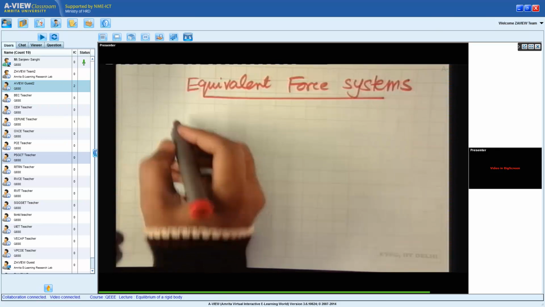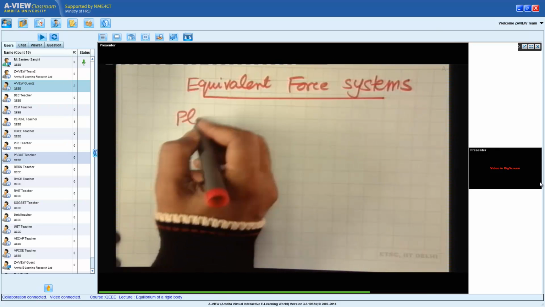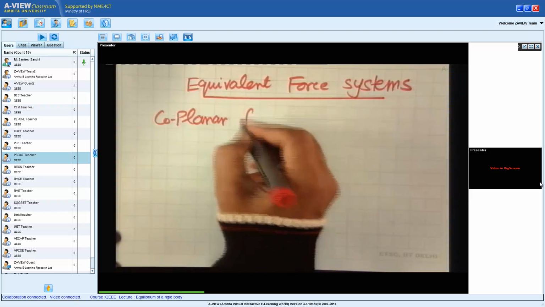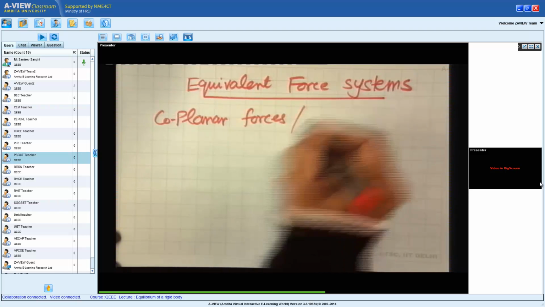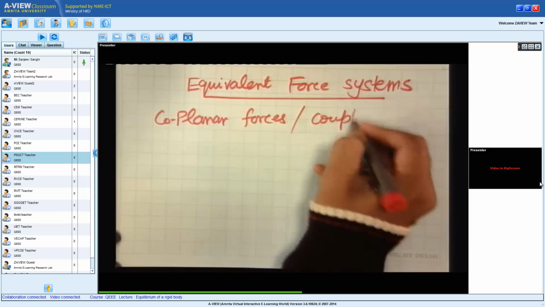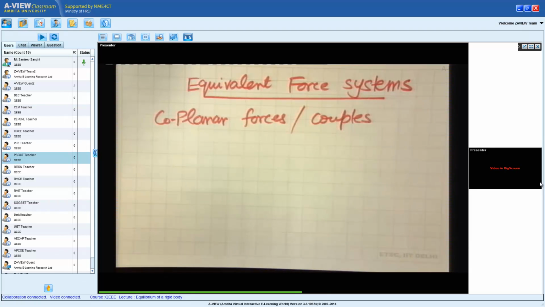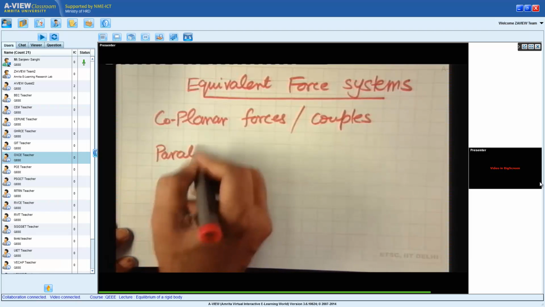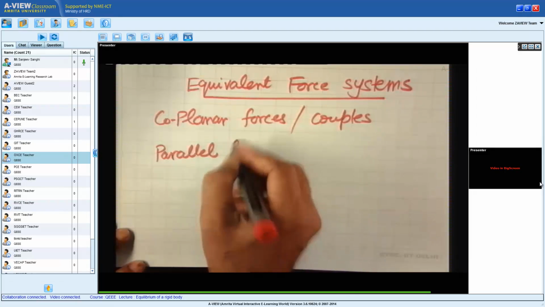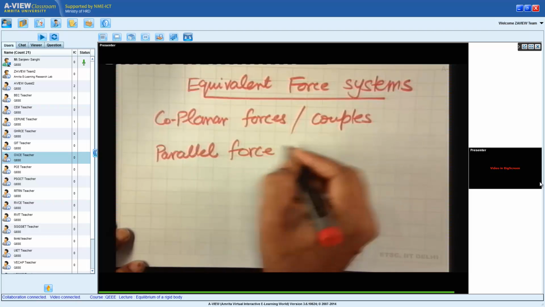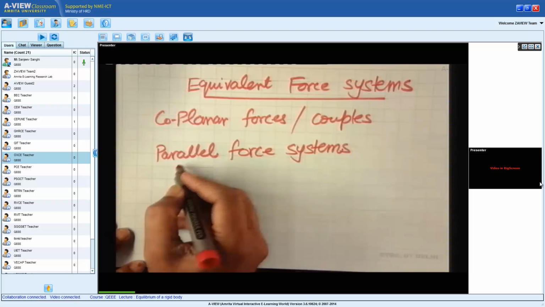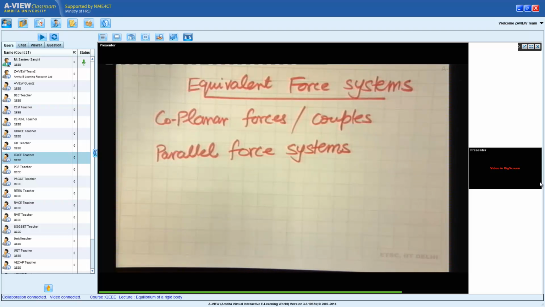And in the last class, we saw a system of coplanar forces or couples. Now today, we will look at another system where finding an equivalent is fairly straightforward, and this is what we call parallel force systems.